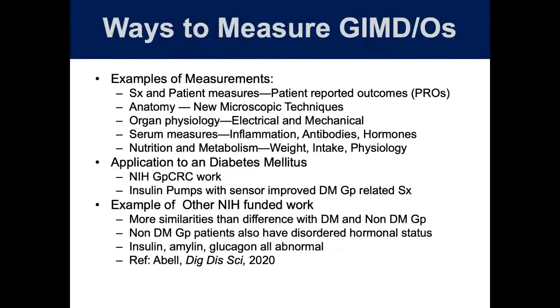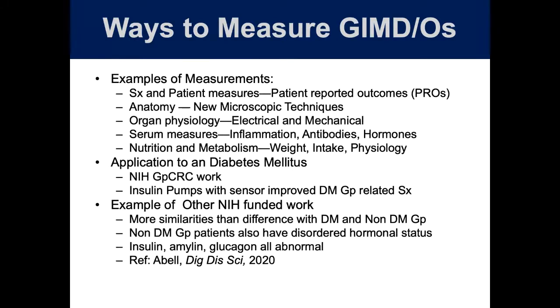So let's go back to GI motility disorders in general and then try to apply them to diabetes. We measure symptoms and patient measures by patient-reported outcomes. We look at anatomy, which I'll show. We look at organ physiology. We look at serum measures and nutrition and metabolism. And our consortium, the Gastroparesis CRC, which I've been part of, is in year 15 now.